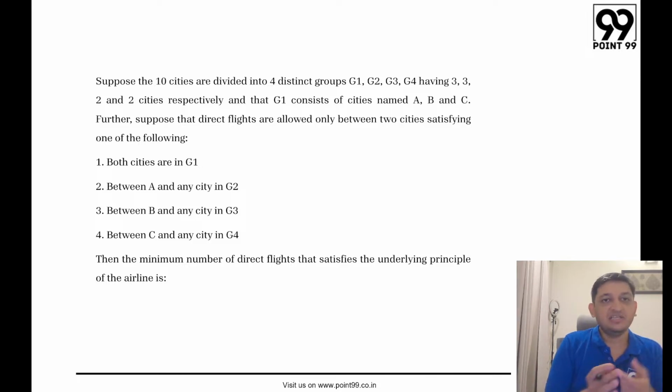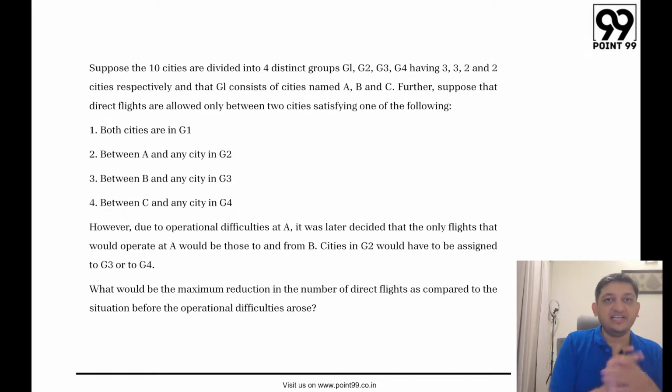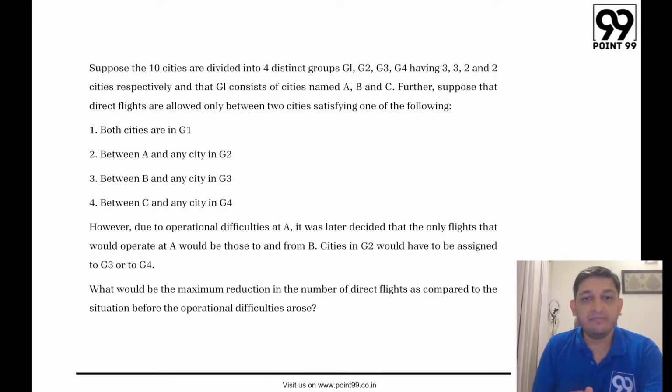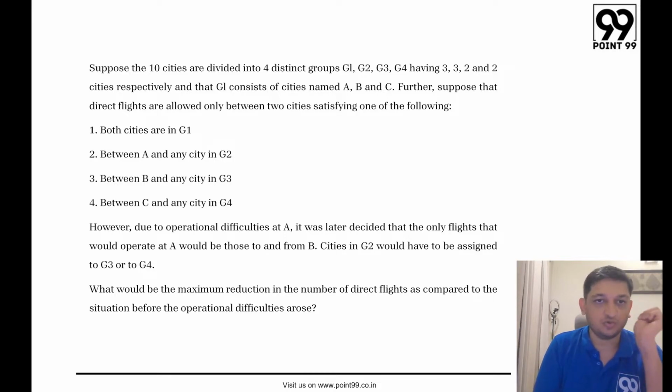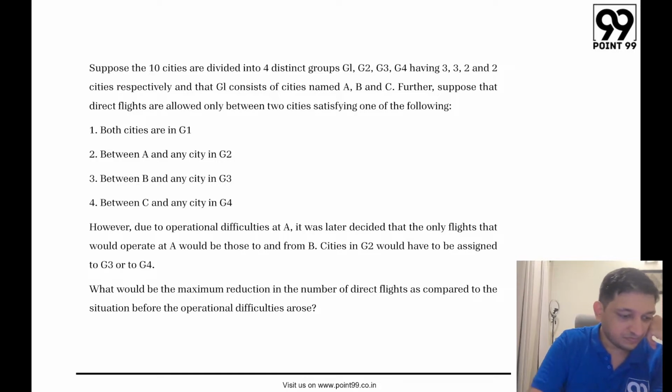Again, the same concept, just that here, instead of 10 cities, there are 4 groups that are present. And the last question again has the same information as the previous one, just that what will be the maximum reduction in the number of direct flights as compared to the situation before the operational difficulties arose. Okay, so some operational difficulty has arisen in this one.